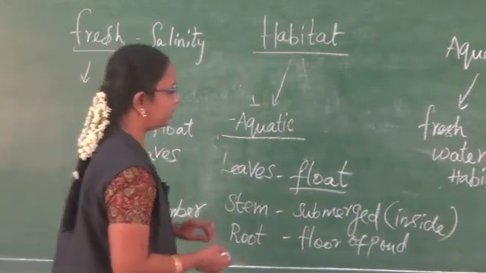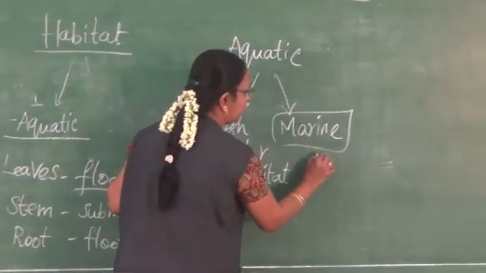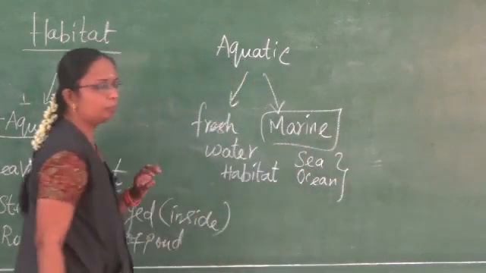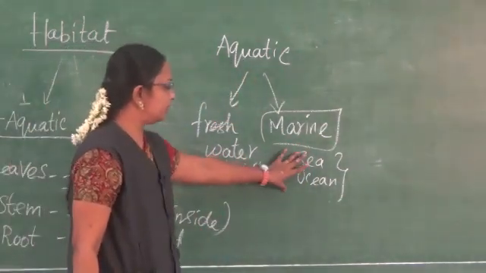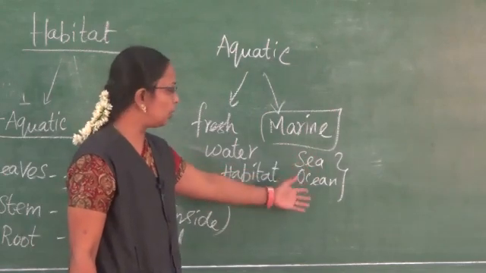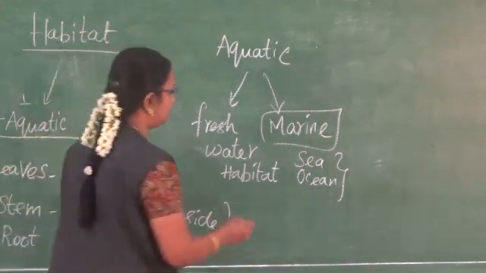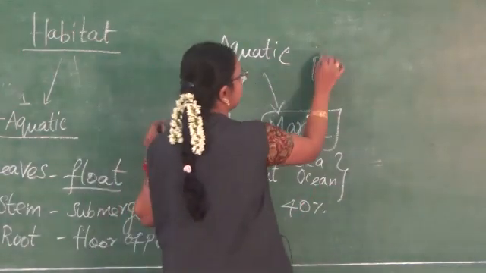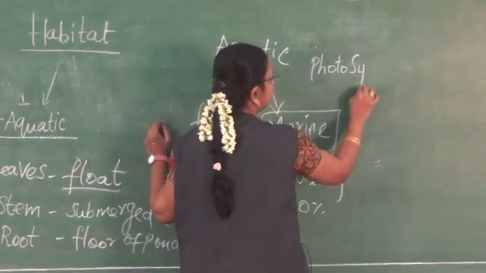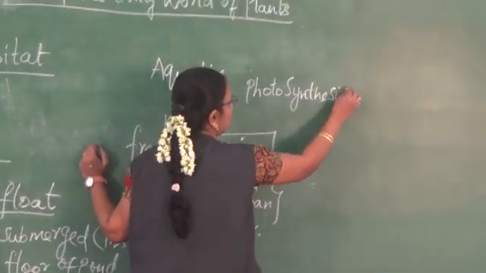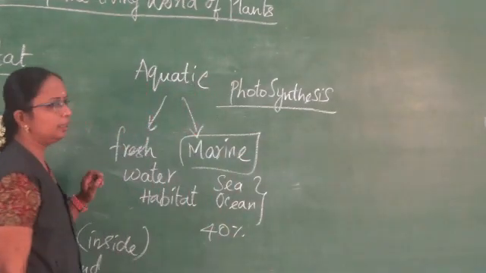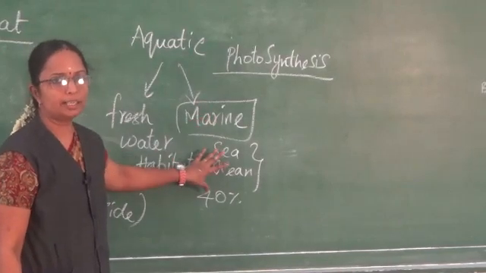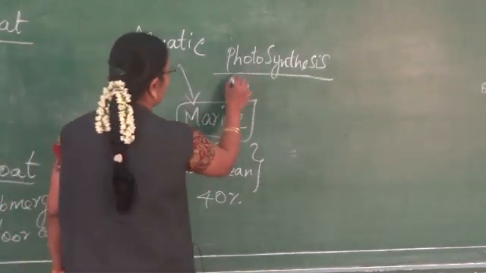Next, marine water. Marine water includes sea and ocean. The marine water also supports plants to grow. The sea and the ocean support some plants to grow on their surface. They perform 40% of photosynthesis. As I said already, photosynthesis means the preparation of food. That process of preparing food is known as photosynthesis. The marine water also performs 40% of the photosynthesis.